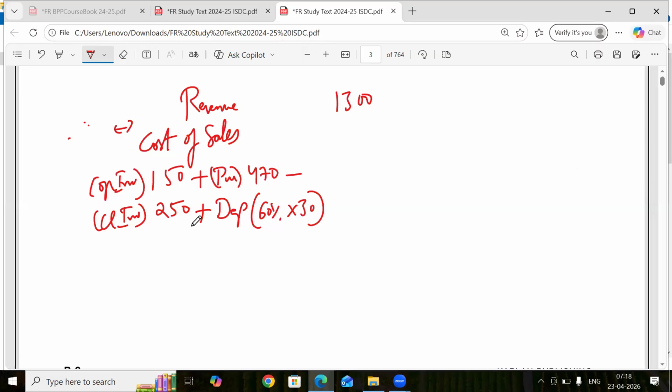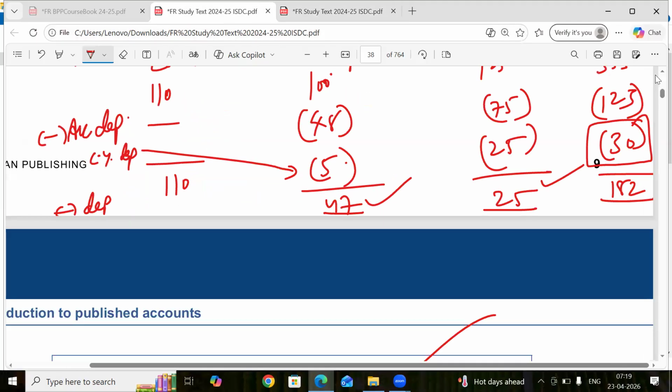So add all the figures. It comes to 18. Okay. So 150 plus 470 minus 250 plus 18. So your cost of sales totally is 388. So please calculate everything. I've explained everything. Once, if you want to have a look through, you can look.